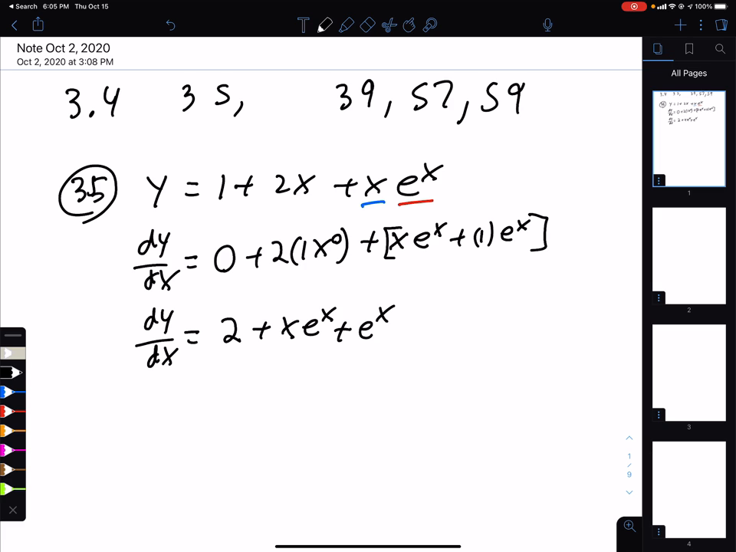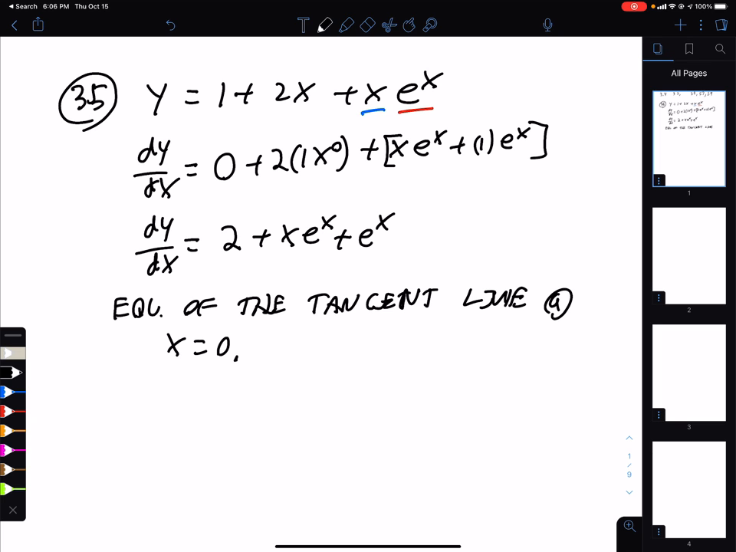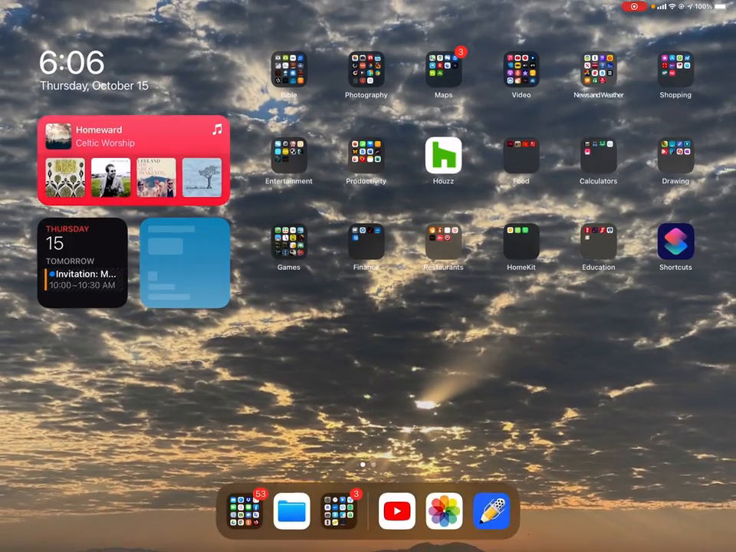And then the question continues. They want the equation of the tangent line through the point x1 equals 0. So they want the equation of the tangent line at x equals 0. To give you a better understanding of that, we're going to graph this function, and that's actually part of the question. 1 plus 2x plus x e to the x. I'm going to do it in Desmos.